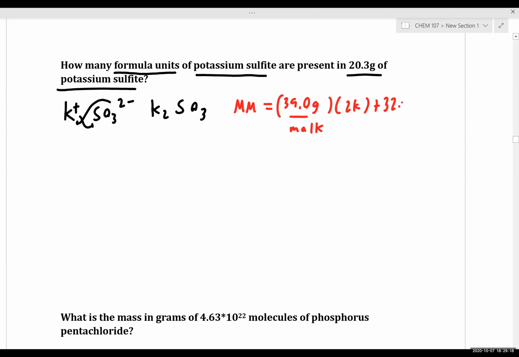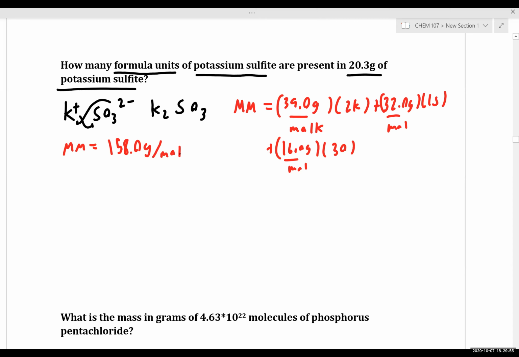Sulfur is 32.0 gram per mole, and we have 1 sulfur atom. And oxygen is 16.0 gram per mole, and we have 3 oxygen atoms. So punching this into our calculator, we have 39 times 2 plus 32 plus 16 times 3. That gives us a molar mass of 158.0 gram per mole.